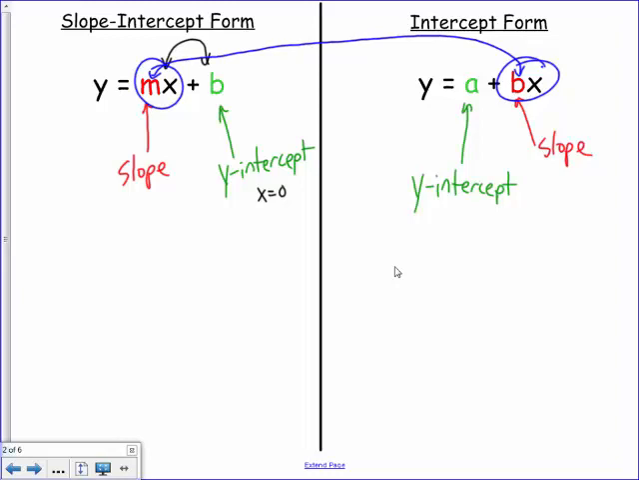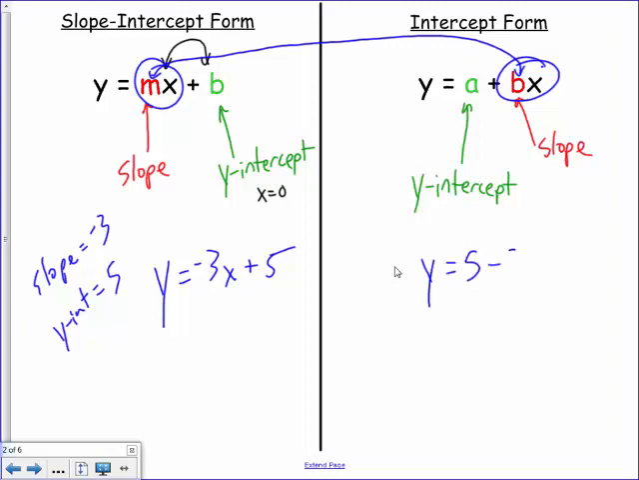So basically it's just like this. If I have the equation y equals, let's just say I had a slope of -3 and a y-intercept of 5. I could write it as y equals -3x plus 5. Or if I wrote it in intercept form, it would be y equals 5 minus 3x. It still means the same thing. They both have a y-intercept of 5, and they both have a slope of -3. You can just flip-flop them. So don't be confused about mx plus b or a plus bx. Just know that you have to get y by itself in order to have a linear equation to be able to tell things.